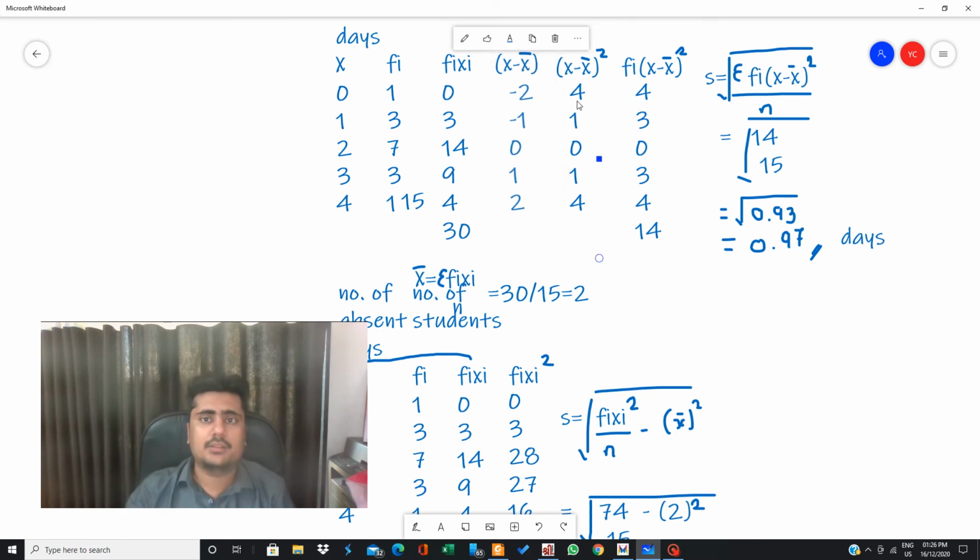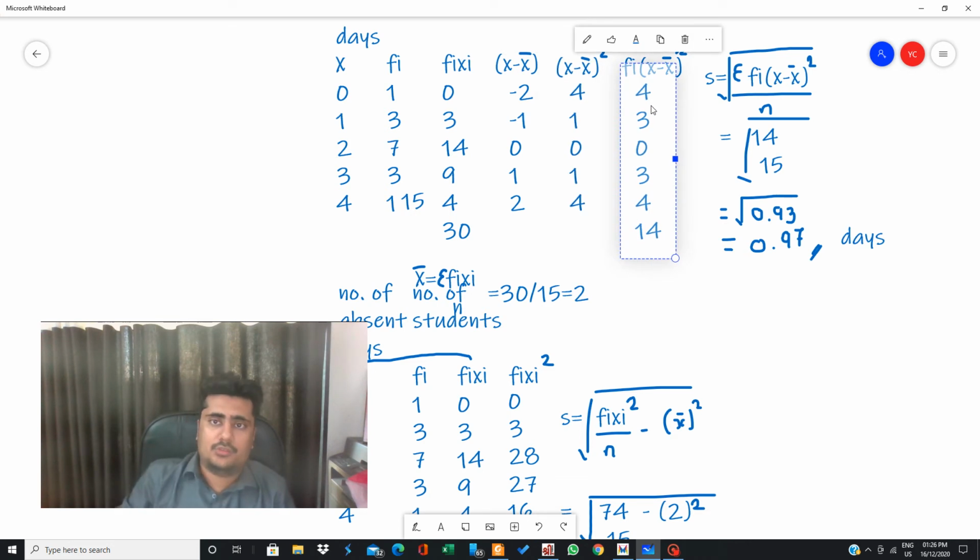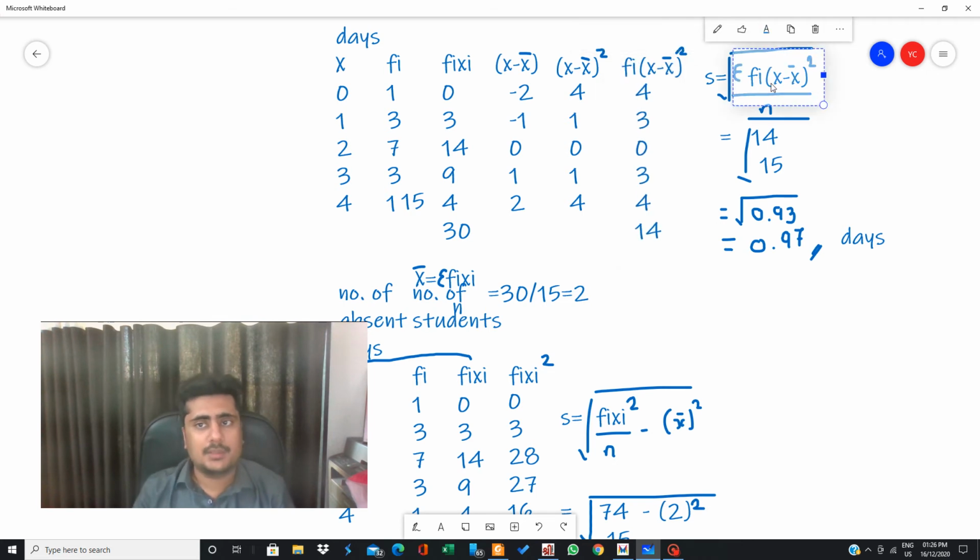After subtracting the mean from x, you have to square that column, that is (x minus x bar) whole square. After that, you have to multiply that (x minus x bar) whole square with the frequency fi. So you are getting fi (x minus x bar) whole square. Then your standard deviation is the root of sigma fi (x minus x bar) whole square upon n. So you are getting the answer.